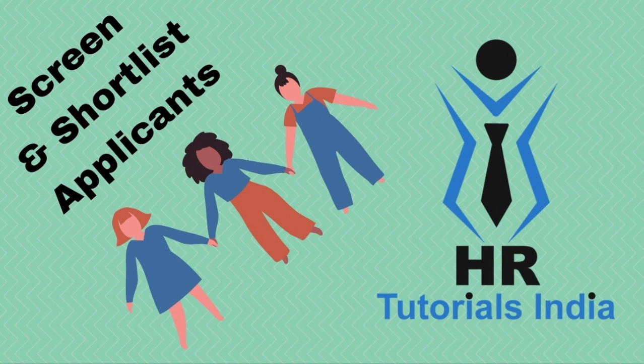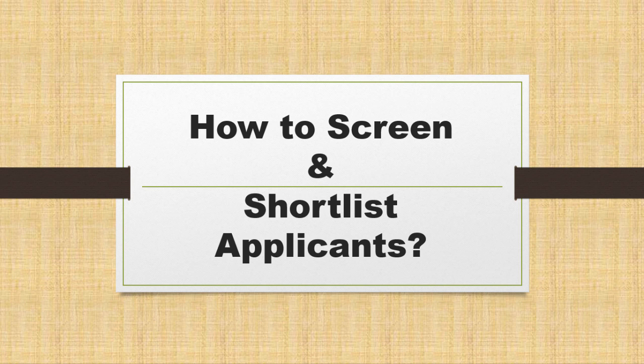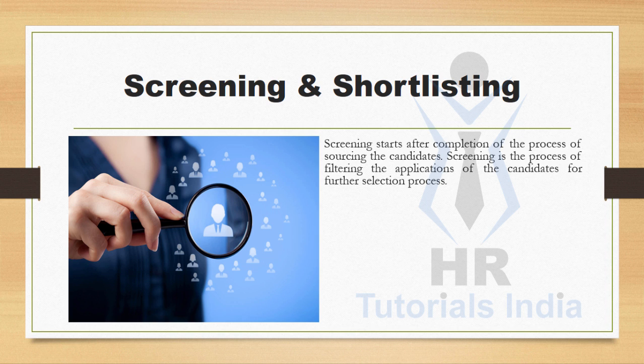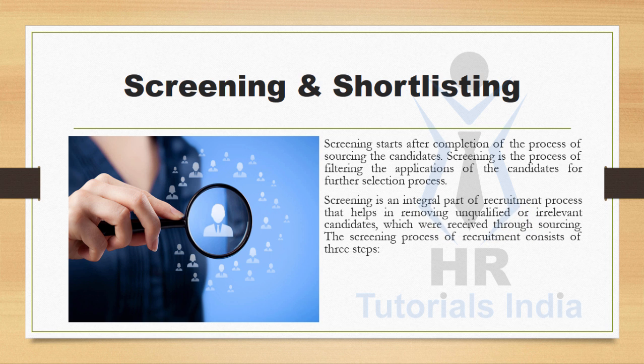In this video, we will be discussing how to screen and shortlist applicants. Screening and shortlisting is the fourth stage of the recruitment process. Screening starts after completion of the process of sourcing the candidates. Screening is the process of filtering the applications of the candidates for the selection process. It is an integral part of the recruitment process that helps in removing unqualified or irrelevant candidates who were received through sourcing. The screening process consists of three steps: reviewing the resumes, conducting interviews, and then identifying the candidates.